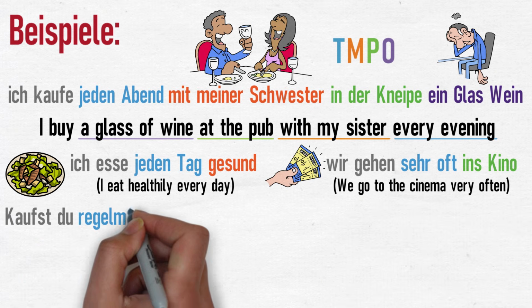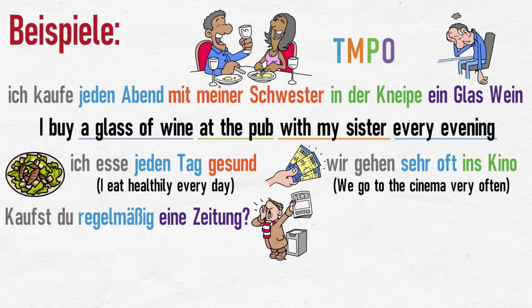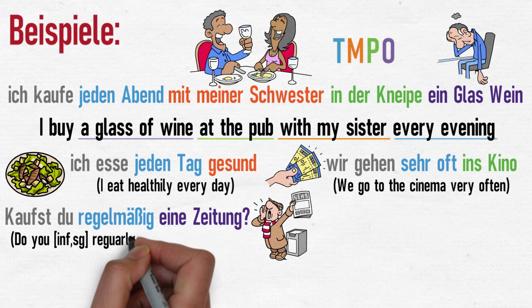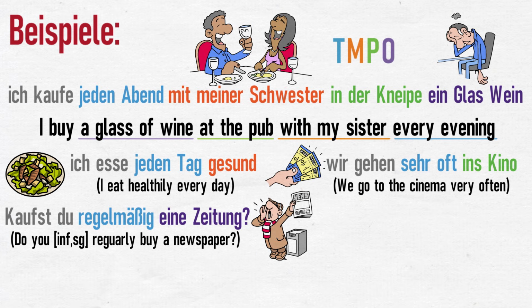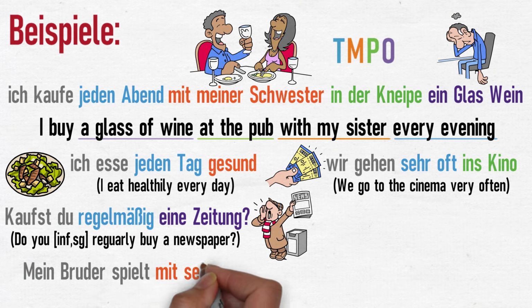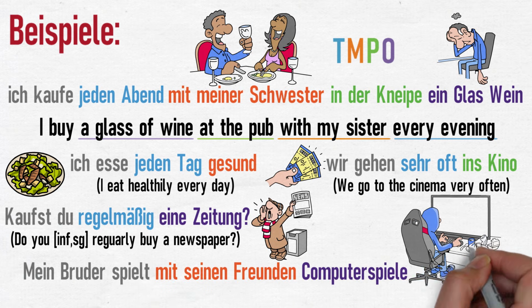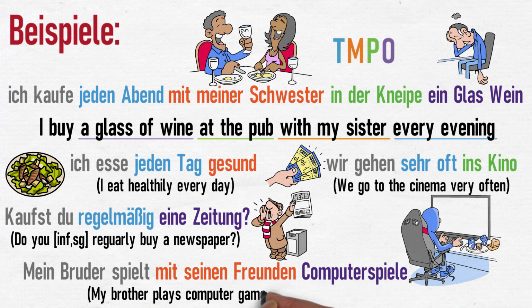Kaufst du regelmäßig eine Zeitung? Do you, in an informal singular sense, regularly buy a newspaper? Mein Bruder spielt mit seinen Freunden Computerspiele. My brother plays computer games with his friends.